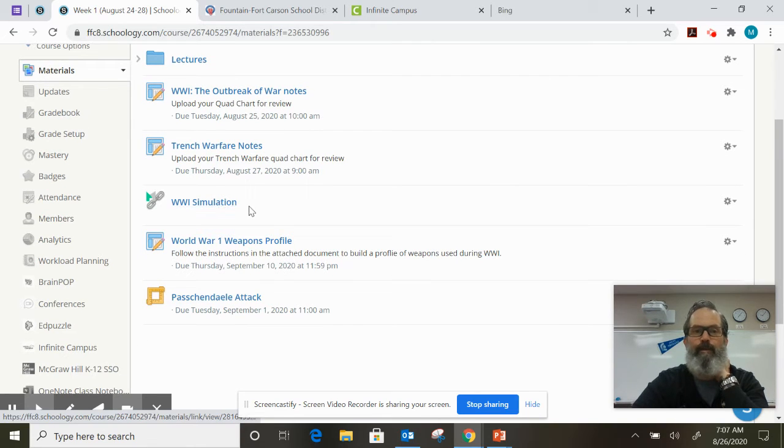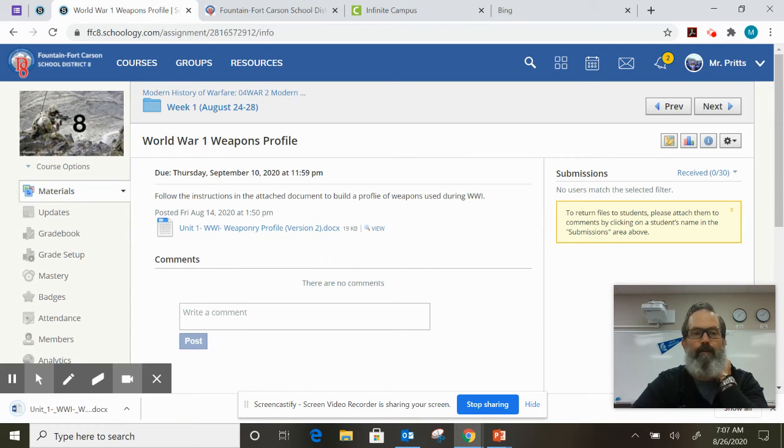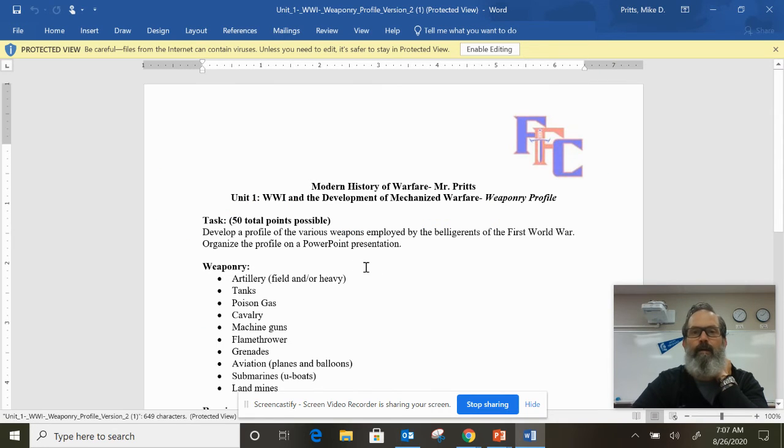The simulation will be done in class today and tomorrow, depending on what day you're coming in. And then World War I's weapons profile is a project for the entire unit, and there'll be one of these for each one of the units that we do of some type. This one is fairly easy and straightforward. The due date is September 10th, which is a couple weeks away. It's due at midnight. They're always due at midnight, and then I'll grade them on the following day.